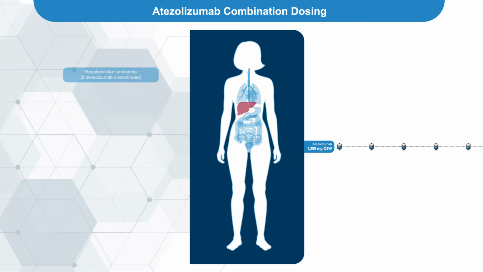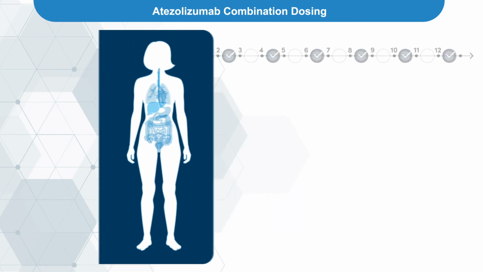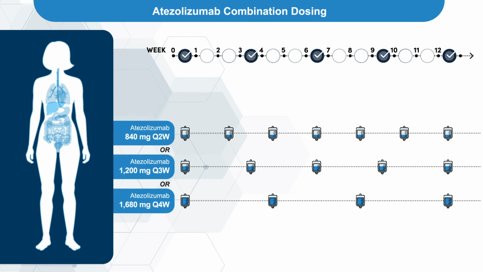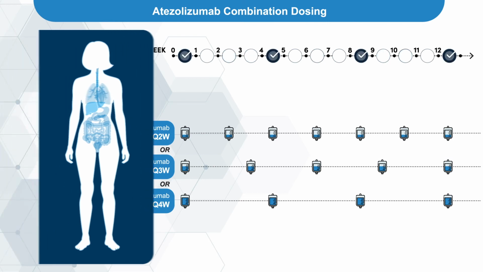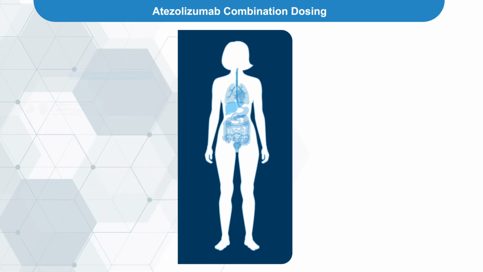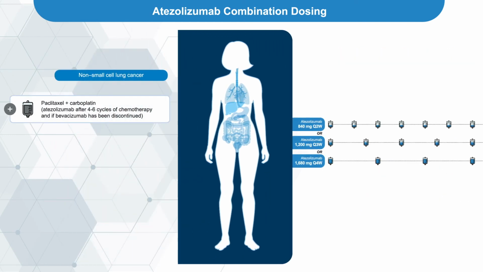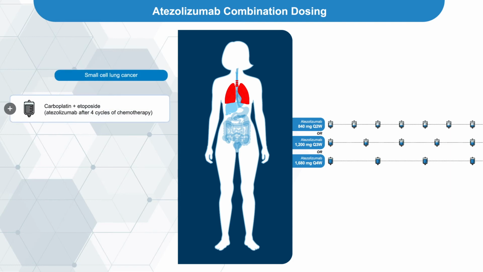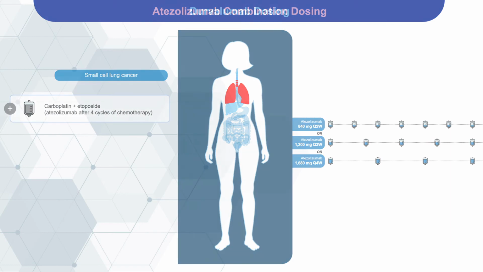For patients with hepatocellular carcinoma, if bevacizumab has been discontinued, atezolizumab is administered at 840 milligrams every 2 weeks, 1,200 milligrams every 3 weeks, or 1,680 milligrams every 4 weeks. For patients with non-small cell lung cancer, atezolizumab is administered after 4 to 6 cycles of chemotherapy, and if bevacizumab has been discontinued. For patients with small cell lung cancer, atezolizumab is administered after 4 cycles of chemotherapy.